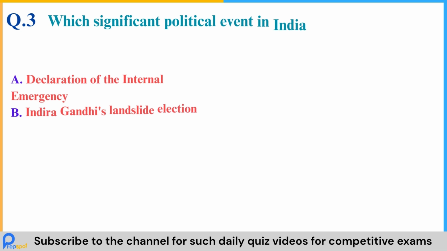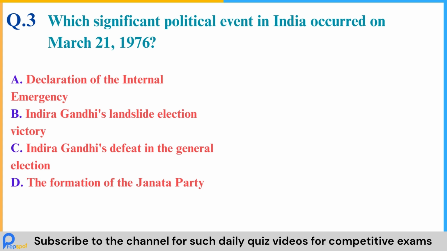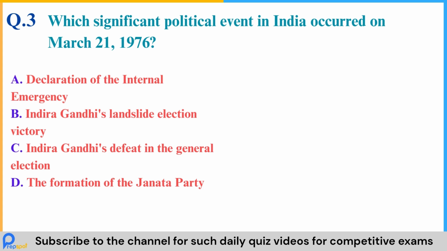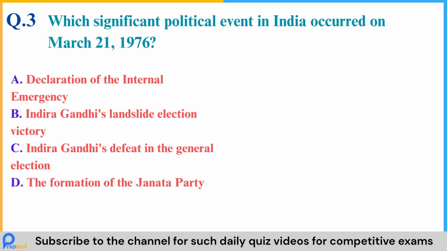Question 3. Which significant political event in India occurred on 21st March 1976? A. Declaration of the internal emergency. B. Indira Gandhi's landslide election victory. C. Indira Gandhi's defeat in the general election. D. The formation of the Janata Party.